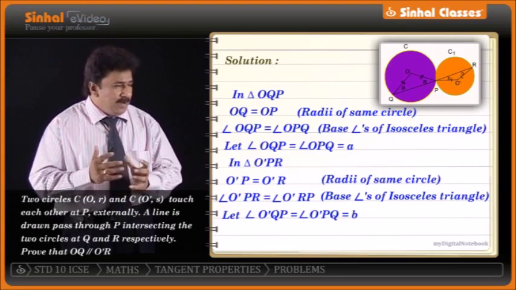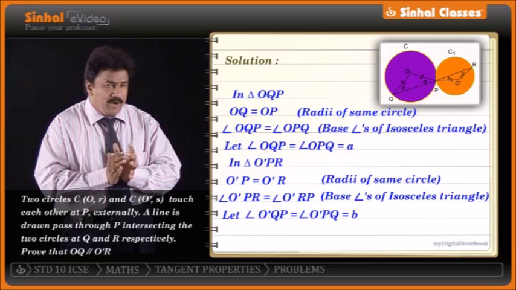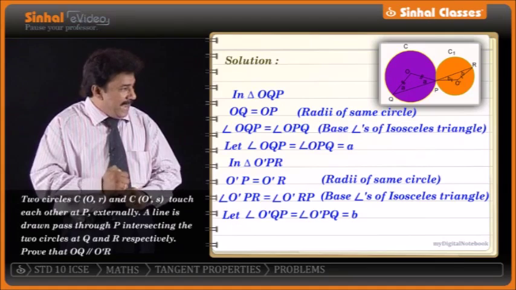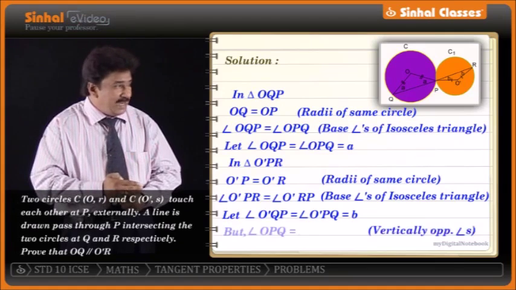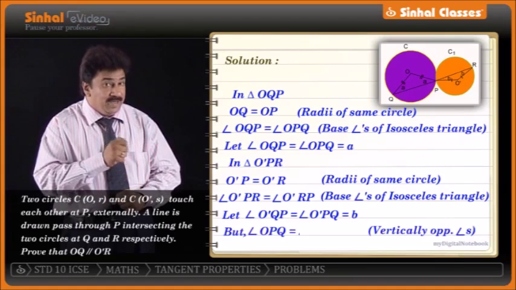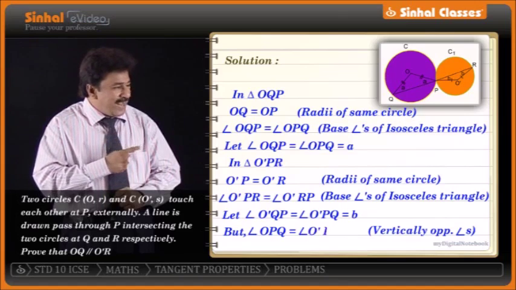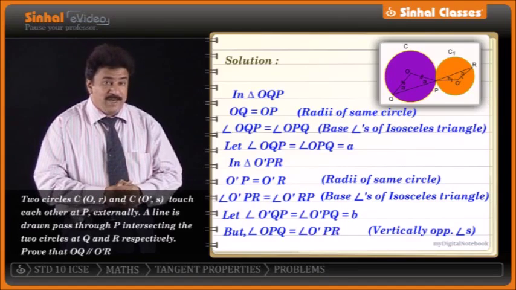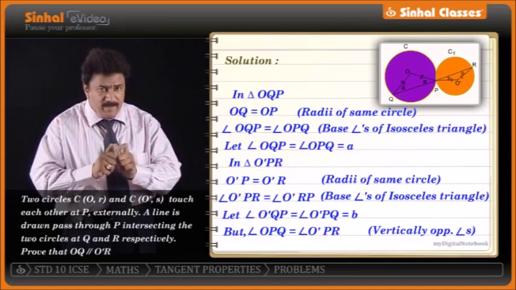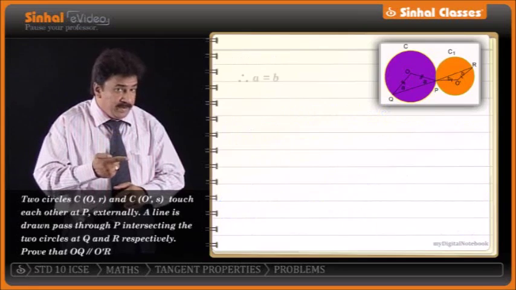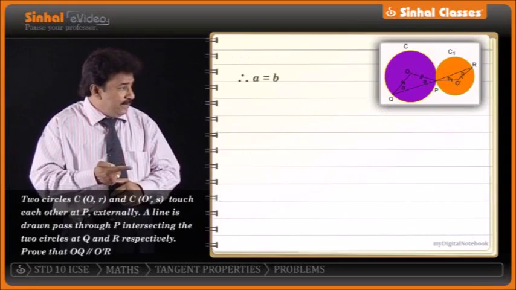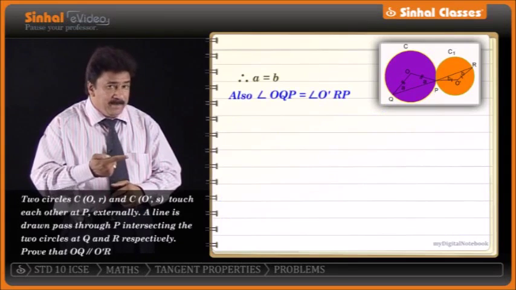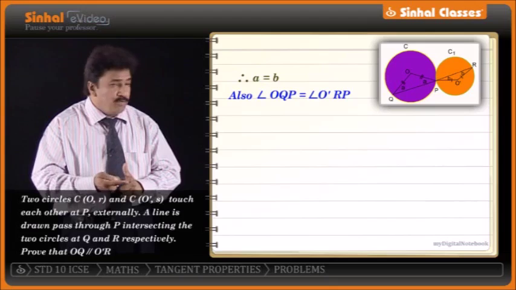Okay. Now one very interesting thing in this sum is, see, there are two vertical angles, vertically opposite angles. What do you get? Angle OPQ. Where is angle OPQ? OPQ is equal to angle O'PR. Can you see that? Yes. Now these are two vertically opposite angles. Are they equal? Yes, very much. What I get is A is equal to B. But also angle OQP is equal to angle O'RP, which is also A equal to B.